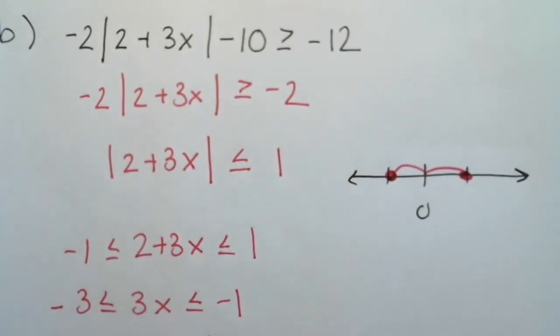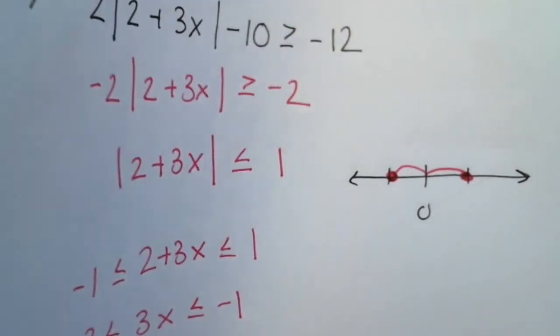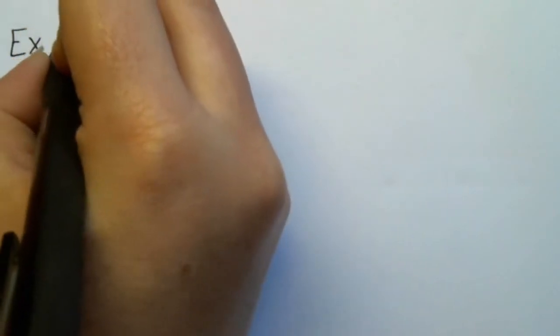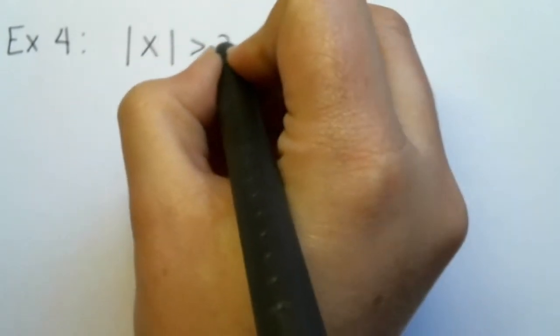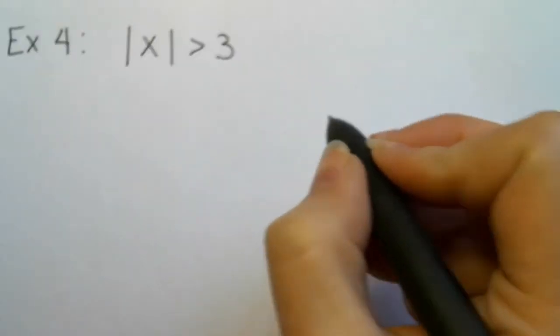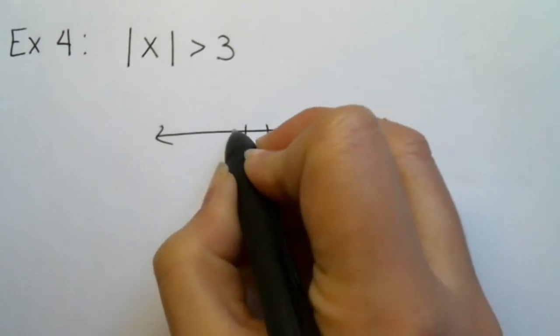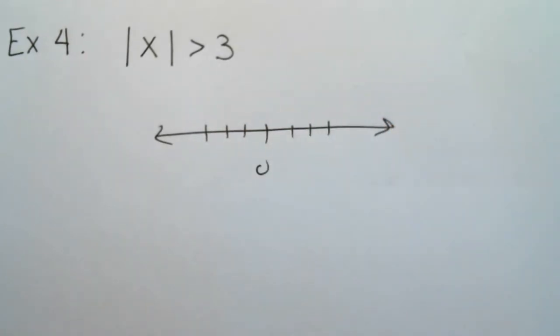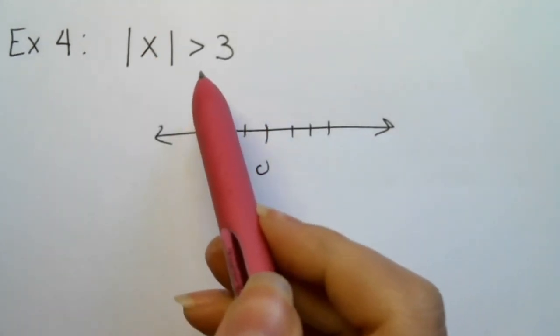So if you guys noticed, all of the examples that we've done so far have been with the absolute value being less than something. So now we're going to look at an example where the absolute value is greater than. So let's look at one of those. So we're going to look at first the number line. So this is telling me that the distance between this number and 0 is greater than 3.